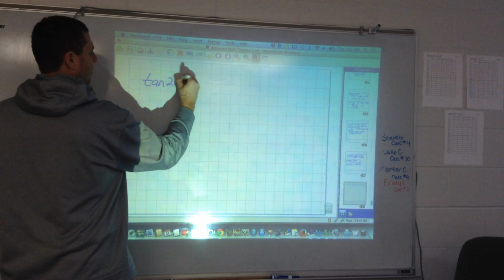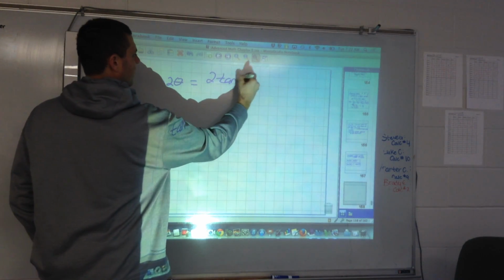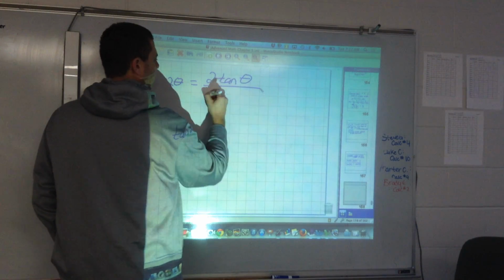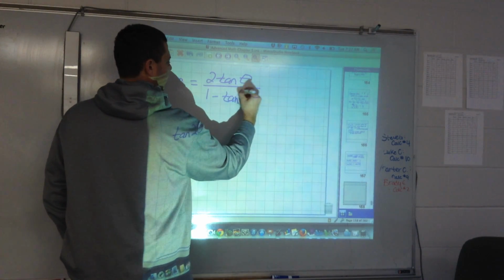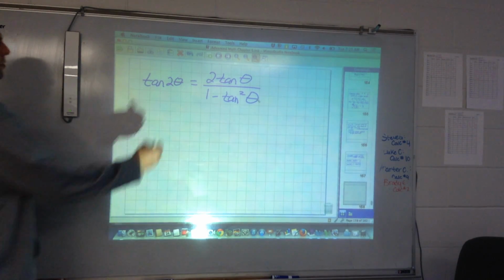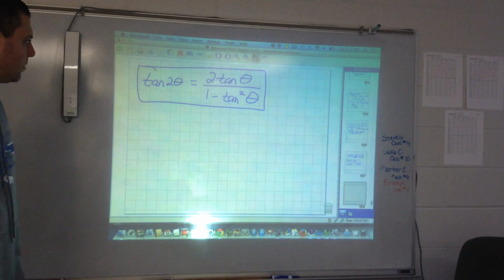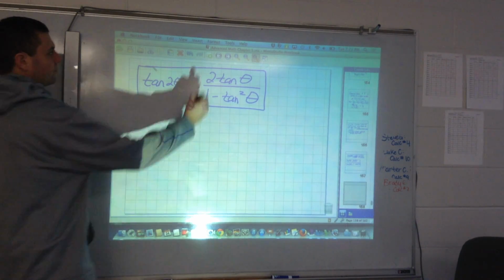The tangent of the double angle is equal to 2 times the tangent of the angle over 1 minus tangent squared of the angle. Again, those are your 3 double angle identities. I'll show you how we can use those here with my next example.